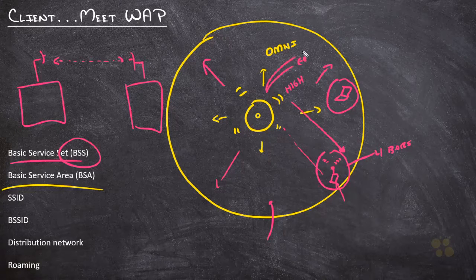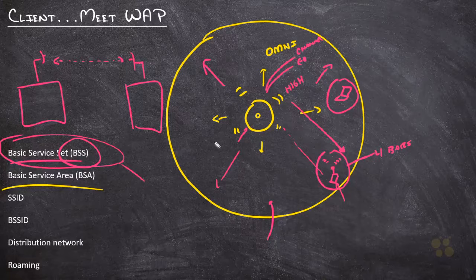It'll need to have the same channel, right? The same channel this guy's using. He'll have to join the same network name. And so all of those parameters combined together is known as the basic service set of that wireless access point.